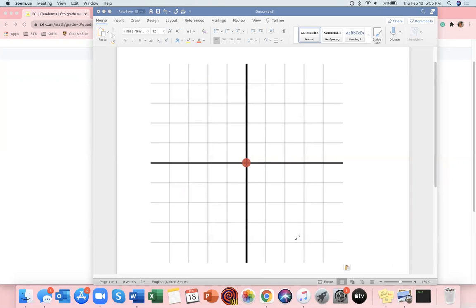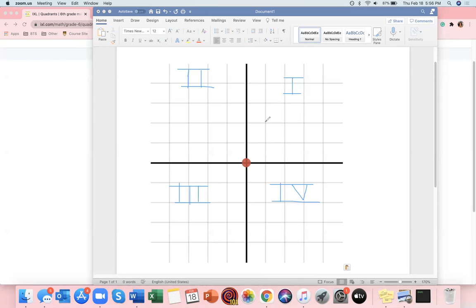Today we will be going over the quadrants. You first start with the top right, which is the first quadrant. Then directly to the left of it is the second quadrant. I apologize for my messy handwriting. Directly below that is the third quadrant. And right next to it is the fourth quadrant.